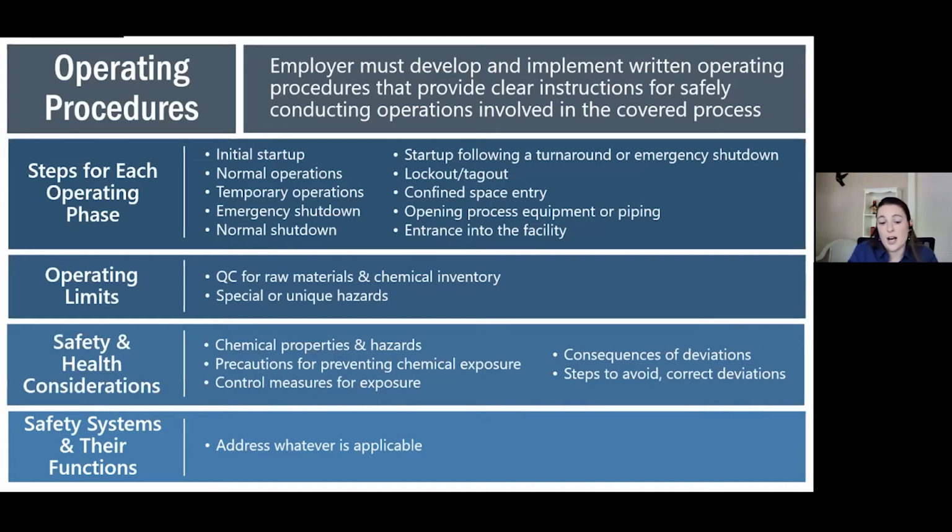It also must include operating limits and special or unique hazards. And it also must include safety and health considerations, chemical properties and hazards, what kind of PPE employees need to wear, control measures for exposure, consequence of deviations, and steps to avoid and correct deviations. So these are like operating procedures on steroids. There's a lot that needs to go into it.